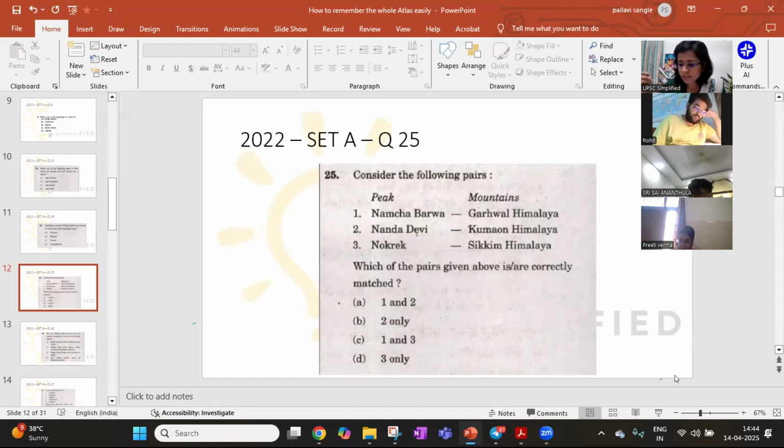Tropic of Cancer is going through how many states? Which is the landlocked state of India? Which state is having the highest number of bordering states? All these advanced things you can build upon with your own visualization, with your own curiosity.